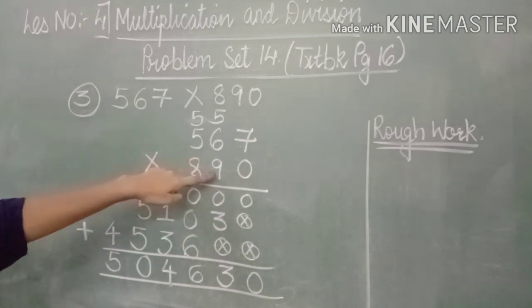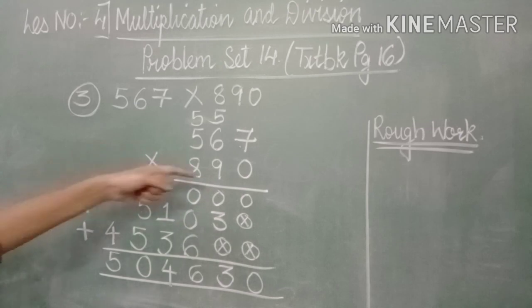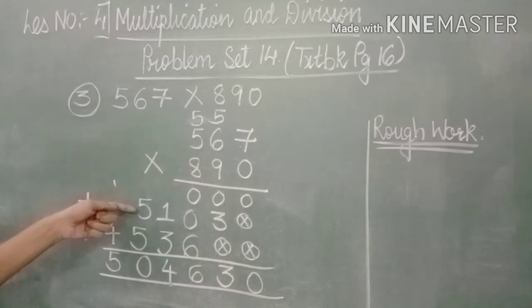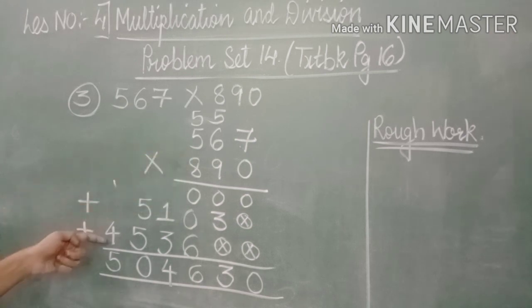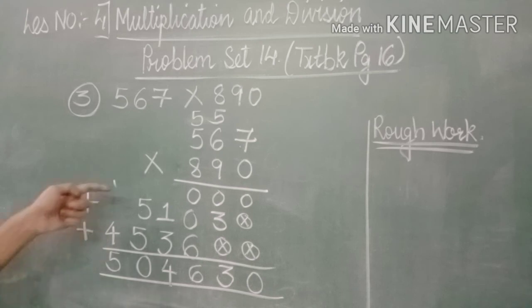Then we are doing it with 9, that is called 90, which is coming in the tens place. We get the answer as 51,030. Then we are doing the calculation with hundreds. So 8 answers will be 4,53,600. Then we are going to calculate units, then tens, and then hundreds, and then we get the answer. I hope you have understood.